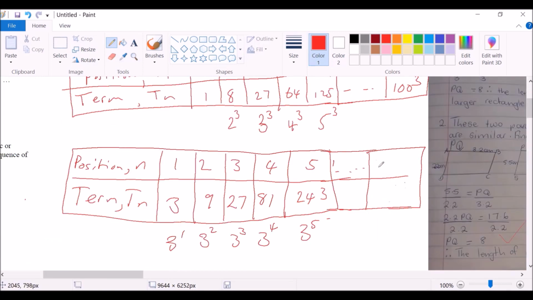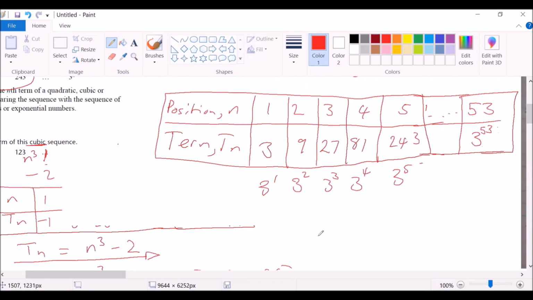So the terms are exponents or powers of 3, starting from 1 going up. If we want a term at any position, say position 53, we would say 3 to the power 53. Now our formula for the nth term: if we want Tn at any position n, it will be equal to 3 to the power n. That will be our formula.